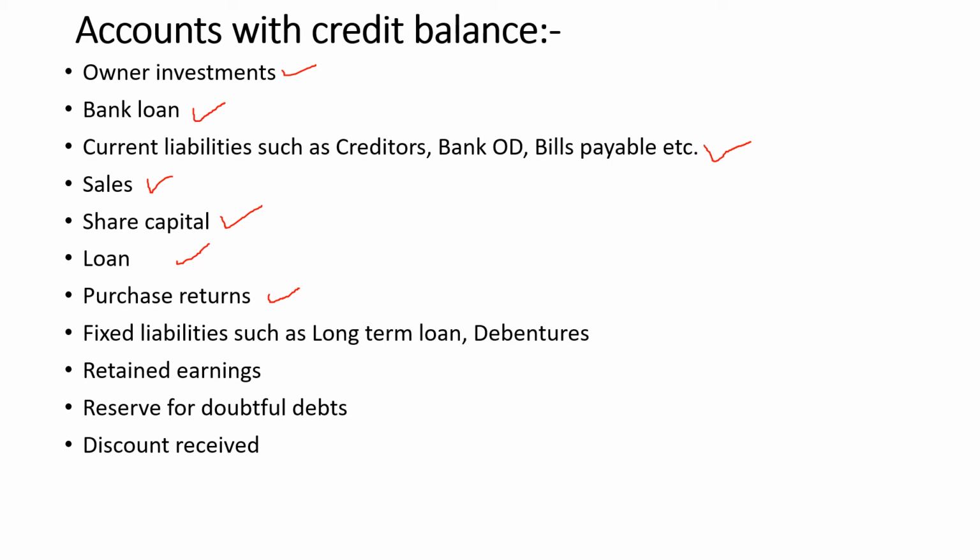Then fixed liabilities such as long-term loan and debentures. These always get a credit balance. Then all retained earnings. Then reserve for doubtful debts. Then discount receivable.